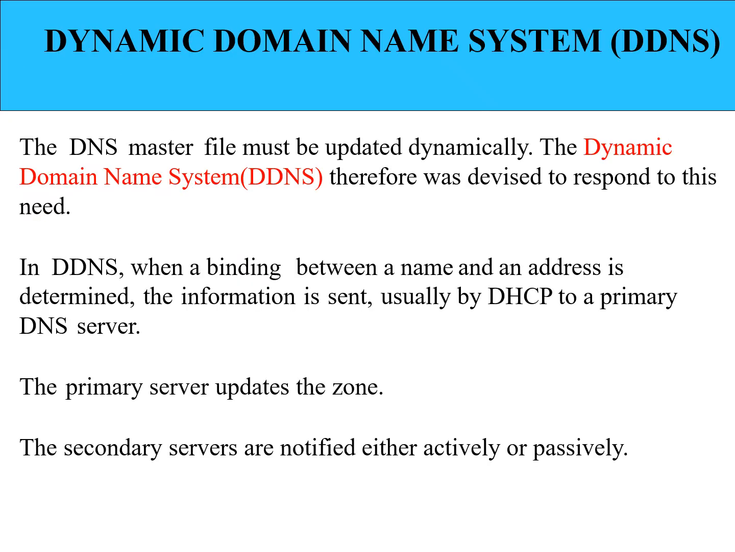Now let us look at the dynamic domain name system. It is basically called DDNS. The DNS master file must be updated dynamically. So the dynamic domain name system was devised to respond to this need. In the DNS, when a binding between a name and an address is determined, the information is sent usually by the DHCP to a primary DNS server. DHCP stands for dynamic host configuration protocol. The DHCP basically will be providing IP addresses in a network. The primary server updates the zone. The secondary servers are notified either actively or passively.